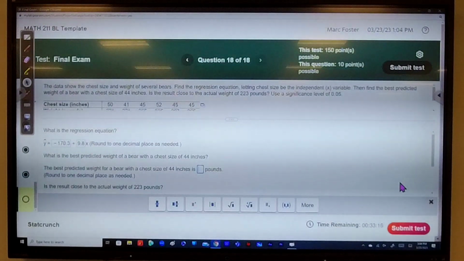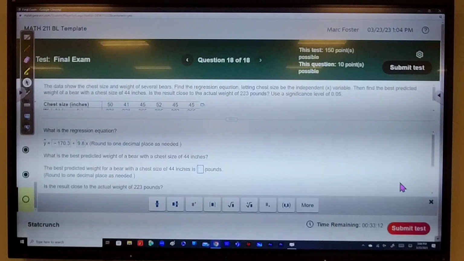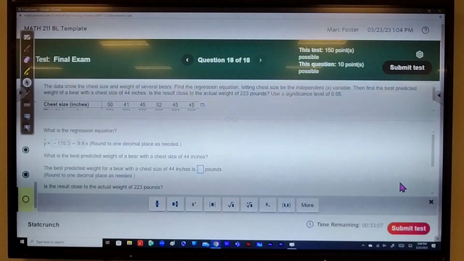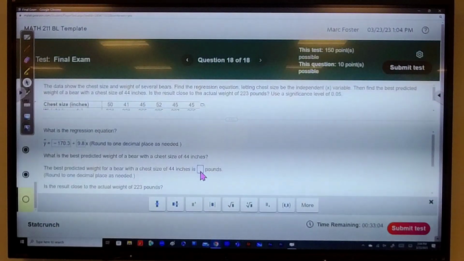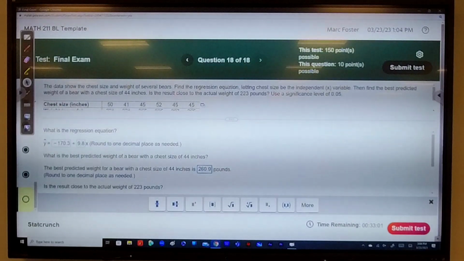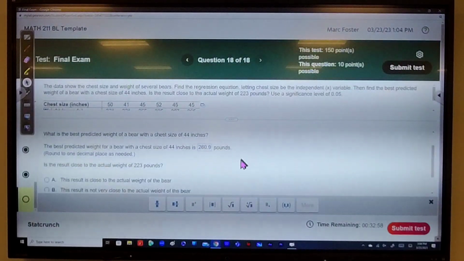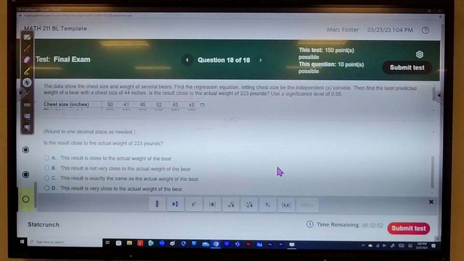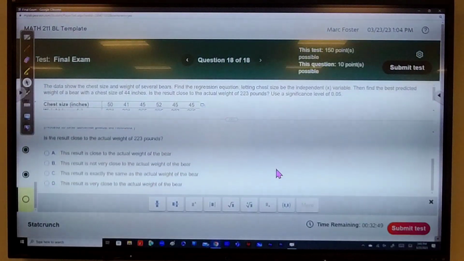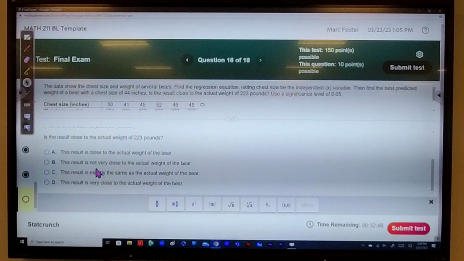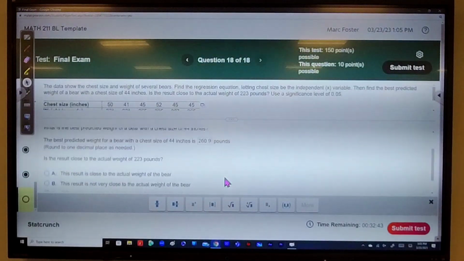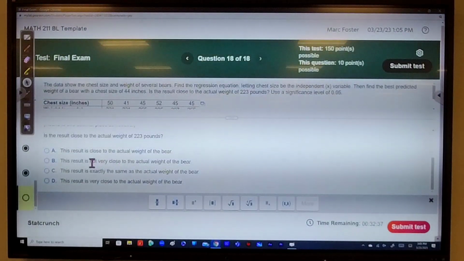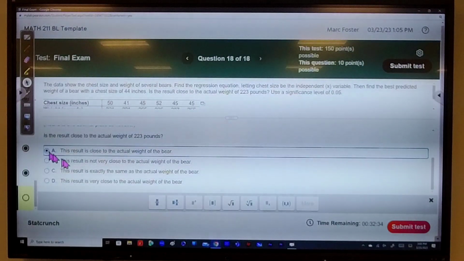So with a chest size of 44 inches, I predict a weight of 260.9. Is the result close to the actual weight of 223? Here we are again. I don't know. What do they mean by close? Well, it's not exactly the same. It doesn't seem to be very close, but it doesn't seem to be not very close. So I'll go with close.